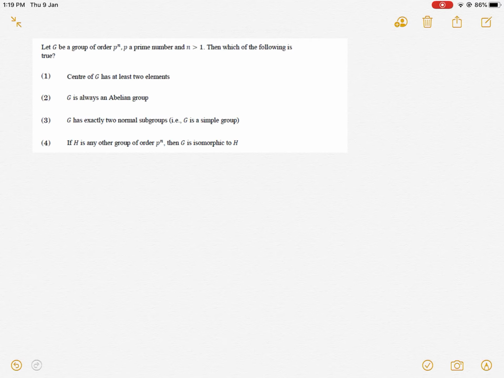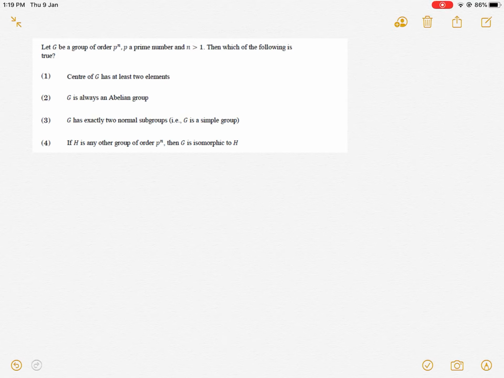This is a question on abstract algebra group theory from CSIR NET December 2019. Here we are given that G is a group of order p to the power n where p is a prime number and n is strictly greater than 1. Then we will check which of the following options are true.